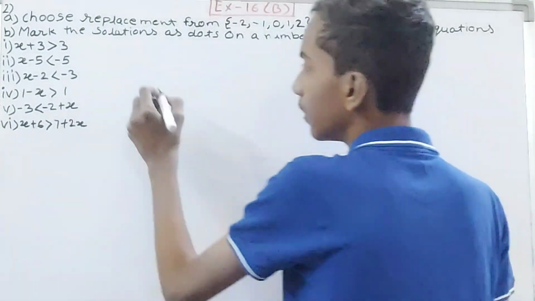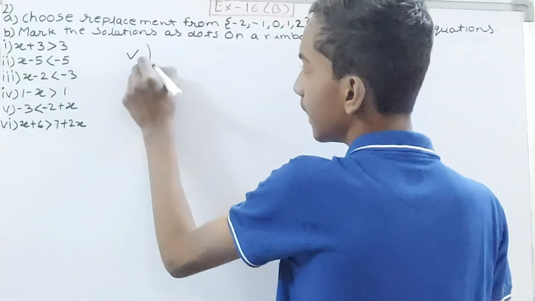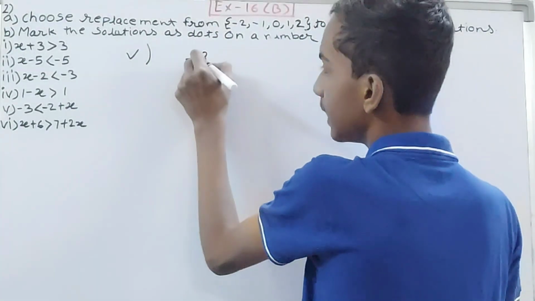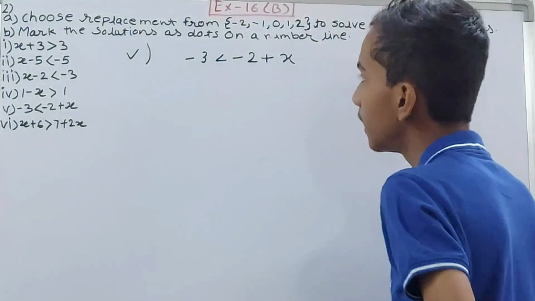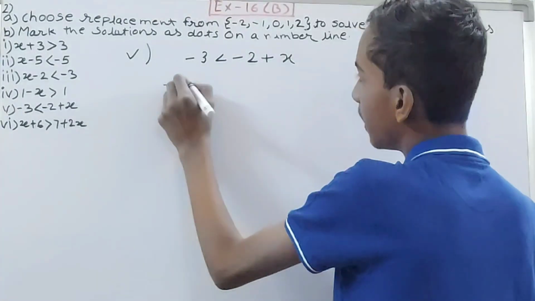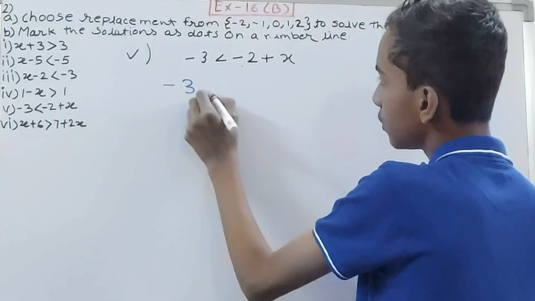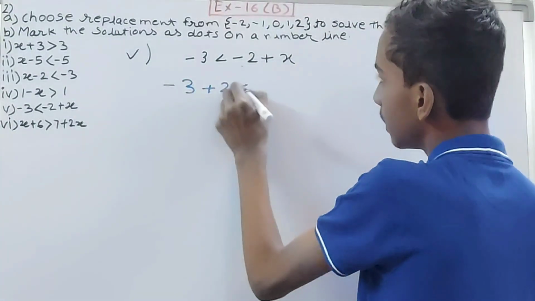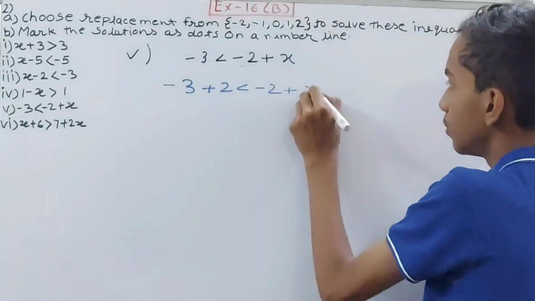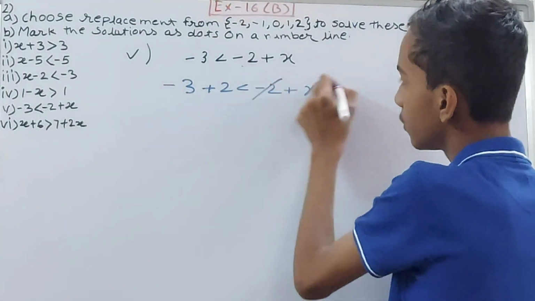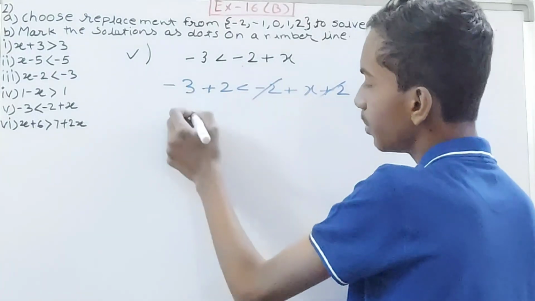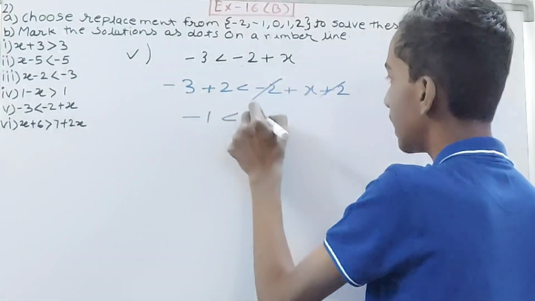Now the fifth part, right? We have minus 3 is less than minus 2 plus x. Here you can see we will have minus 3. To remove the minus 2 we will add plus 2 here, minus 2 plus 2, minus 2 plus x, and then plus 2 here also. Minus 2 plus 2 cancels. Minus 3 plus 2 becomes minus 1 is less than x.